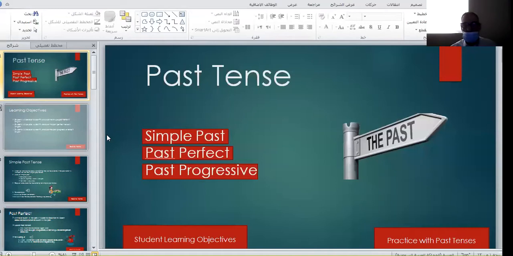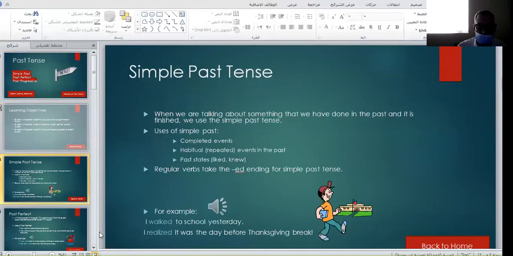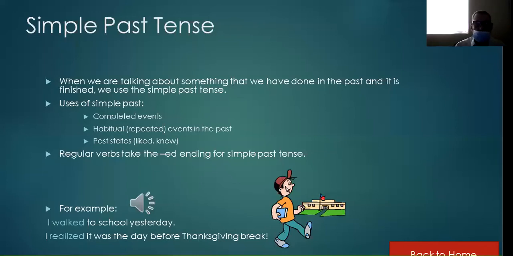Look here. Do you remember the past symbol? An action which finished in the past and it's over. We'll have here past simple or past perfect or past progressive. Simple past is when we are talking about something that we have done in the past and it's finished. Important here, it's already finished, so we use the simple tense. So it's one action here. We don't have two actions.